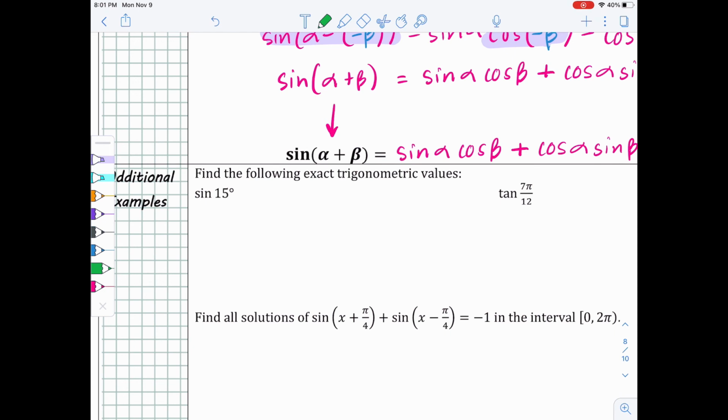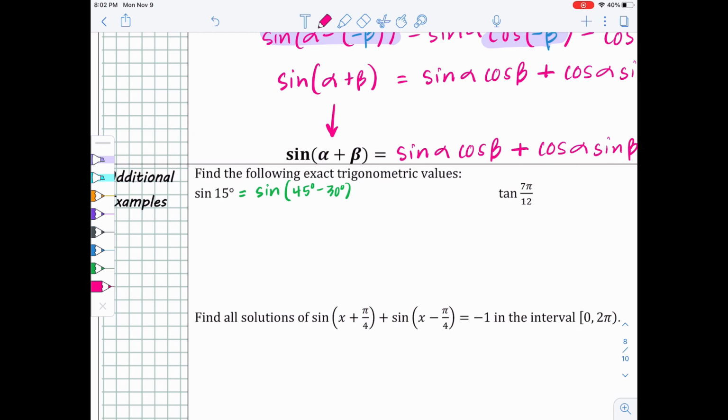In these next few examples, we're going to talk about how we can use these identities to help us find exact values of angles that we might not know specifically what their ratios are. If I asked you to find the sine of 15 degrees, the problem is we don't know a 15, 75, 90 triangle as easily as we do the 45, 45, 90 or the 30, 60, 90. So we create 15 by a difference of two angles that we do know something about, 45 and 30.